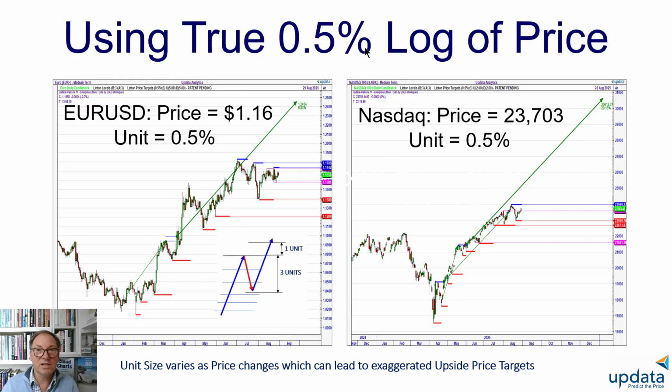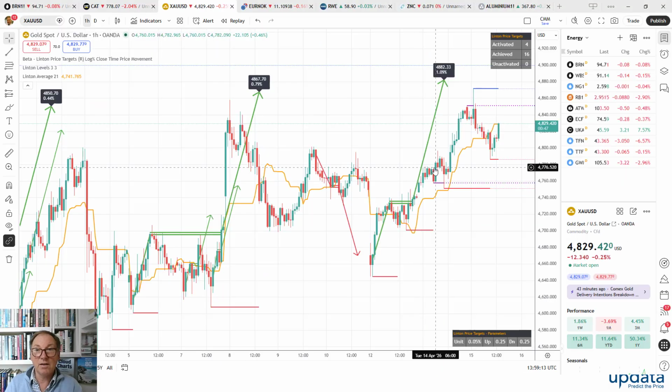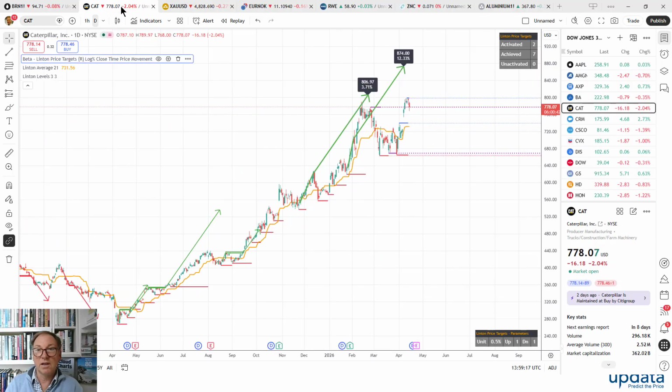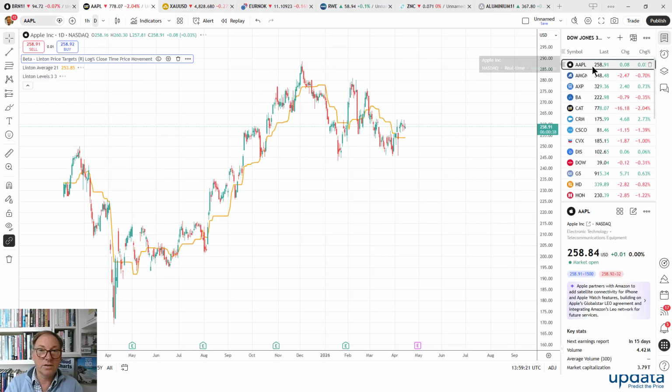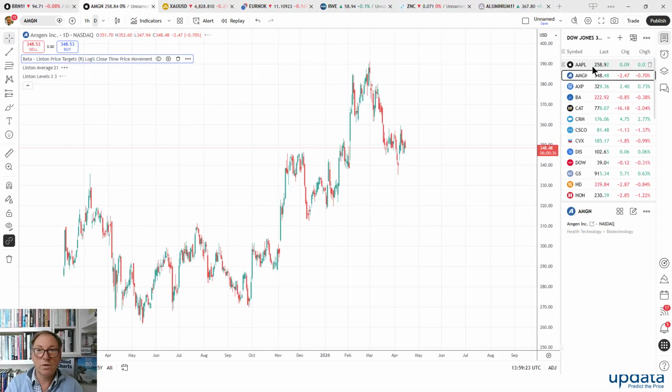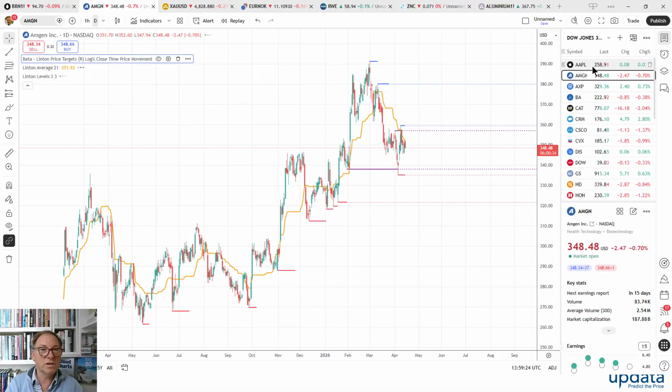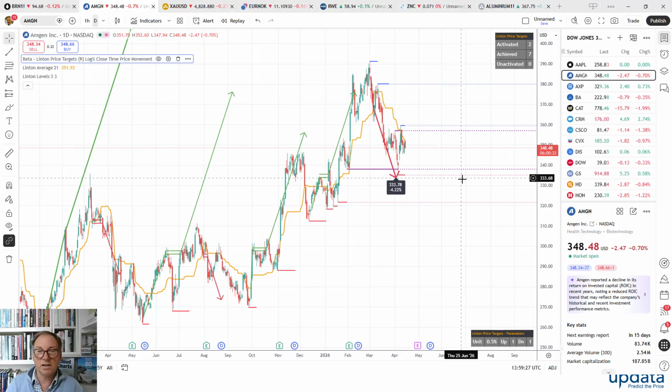a true 0.5% log of price, the beauty of this is that on any instrument, when I do my tracker charts, it resolves the box size. So that's a really key thing. So here on TradingView, it will resolve the box sizes to use for the targets.